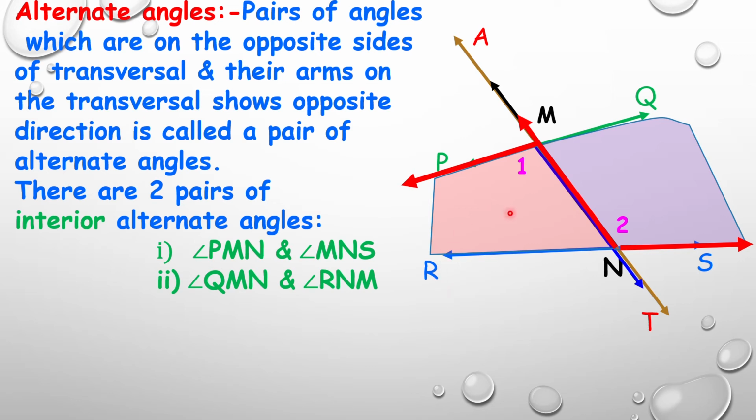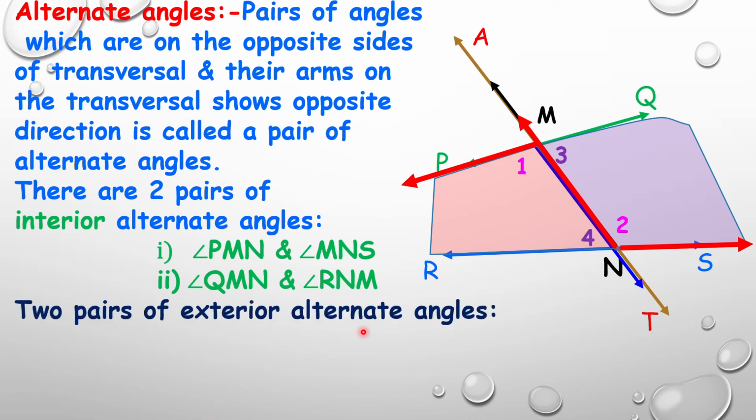Second pair of alternate angle is QMN and RNT. So in figure, QMN shows a number 3 and angle RNM shown by number 4. So 3 and 4, these angles are on the opposite side of transversal. So this is the second pair of interior alternate angle.